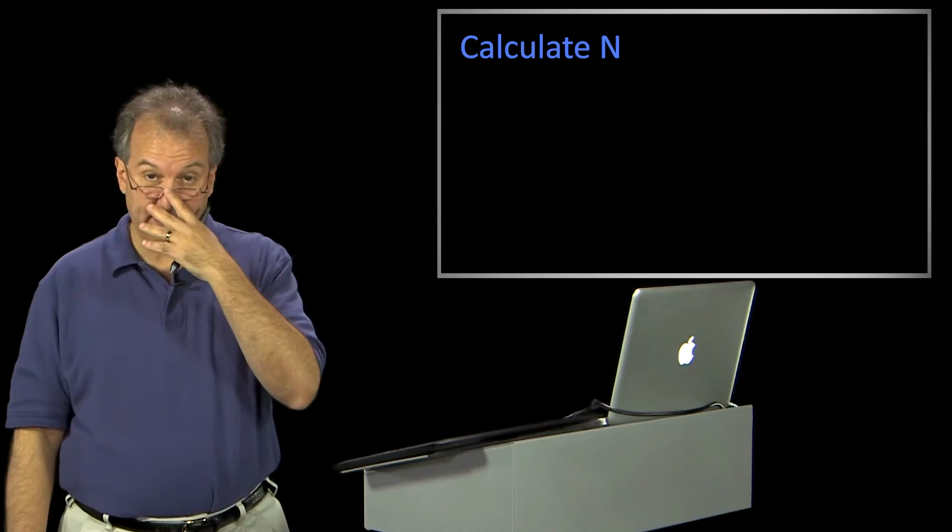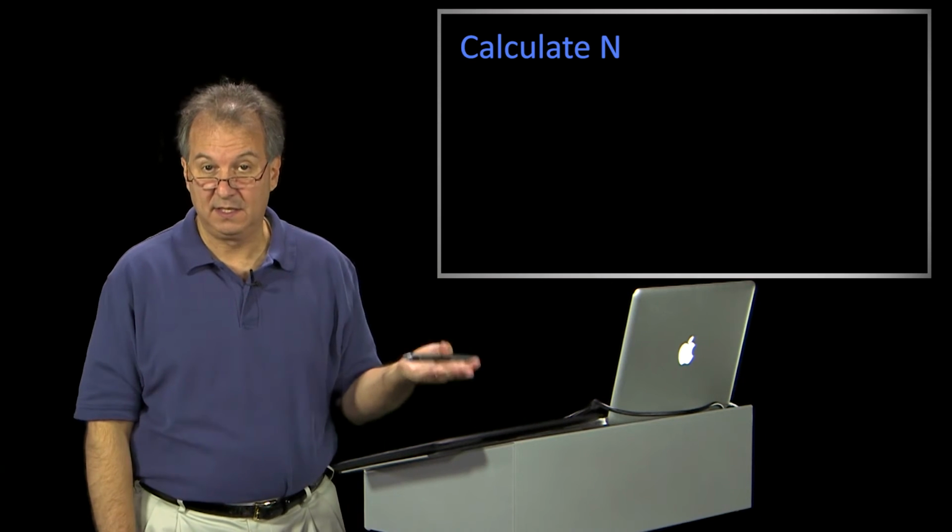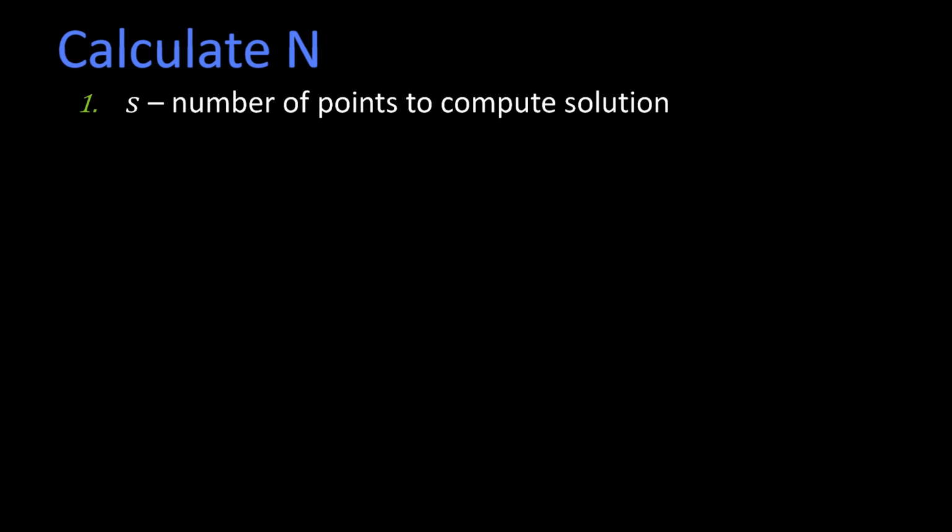So what we're going to do is we're going to calculate n. And it's actually really easy. You just step right through it. So we start off with s. S is going to be the number of points in the minimal set. Okay? P, the probability of success.